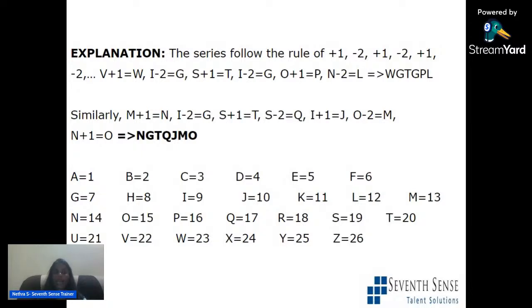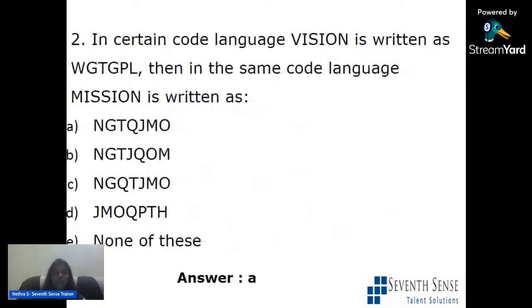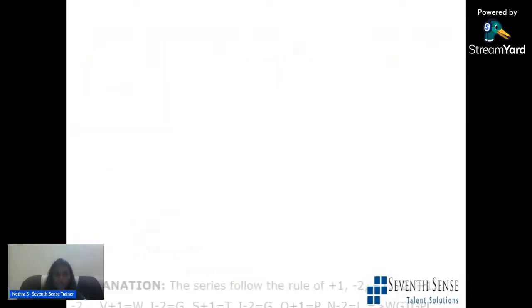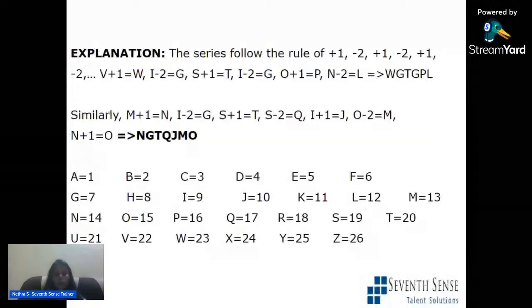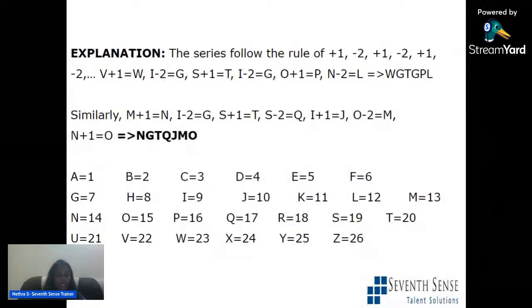I hope everyone understood this second question. You didn't understand, Kavya? Yeah, I'll explain once again. This is the question you saw: in a certain code language, vision is written as WGTGPL, and then in the same code language, mission is written as what? That is the question, and the correct answer is NGTQJMO. How is it possible? The series, when vision is coded, follows the rule plus 1, minus 2, plus 1, minus 2, and so on.